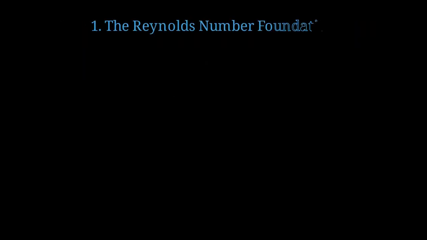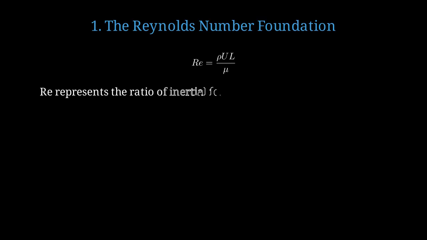To understand microscale flow, we must start with the most important dimensionless number in fluid mechanics, the Reynolds number. The Reynolds number is defined as density times velocity times characteristic length, divided by dynamic viscosity. This number represents the ratio of inertial forces, which want to keep fluid moving, to viscous forces, which resist motion.